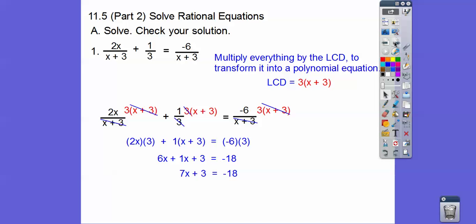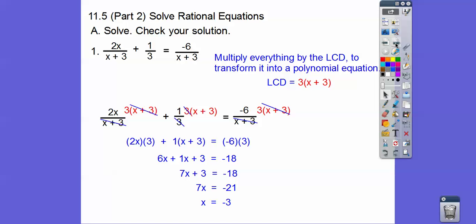Now, careful when you subtract 3, you guys. A couple of my kids said today it was 15 or -15. It's not though. -18 minus 3 is -21. So when we subtract it from -18, it's -21. Then 7 goes into -21, -3 times.